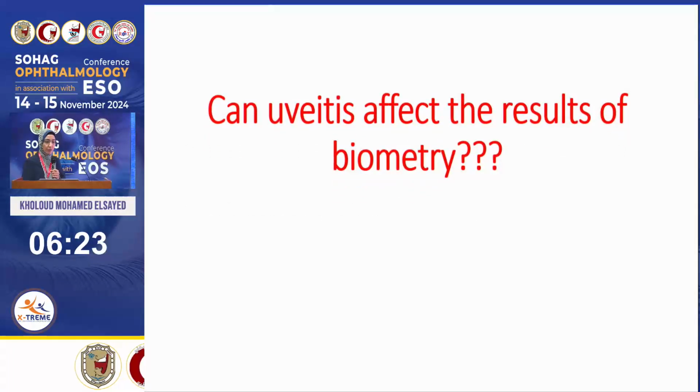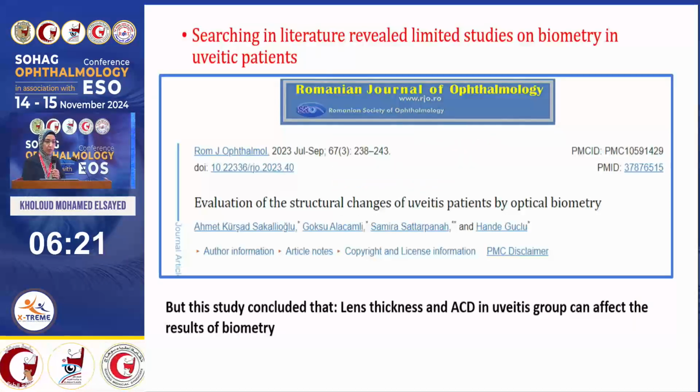Can uveitis affect the results of biometry? Searching in literature revealed limited studies on biometry in uveitic patients, but this study concluded that lens thickness and anterior chamber depth in the uveitis group can affect the results of biometry.